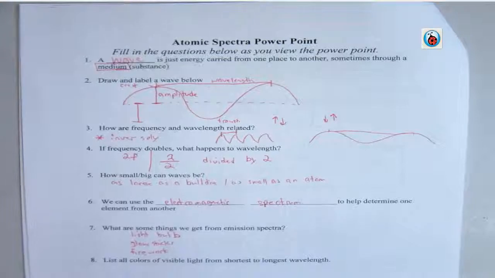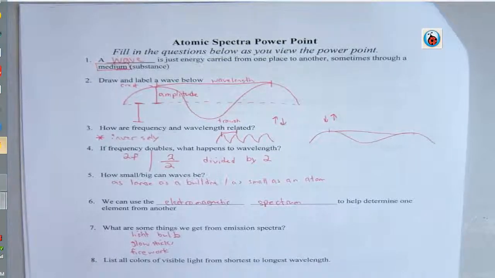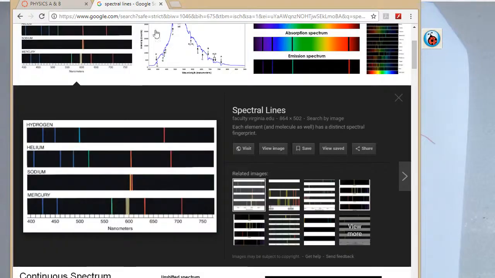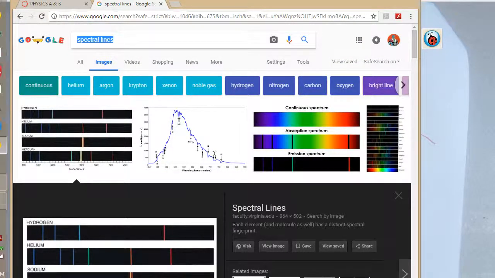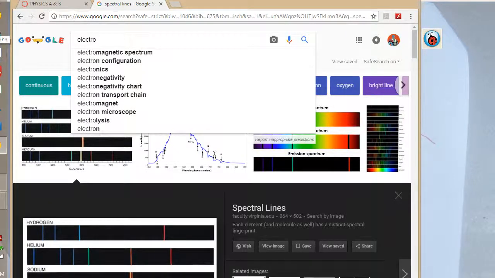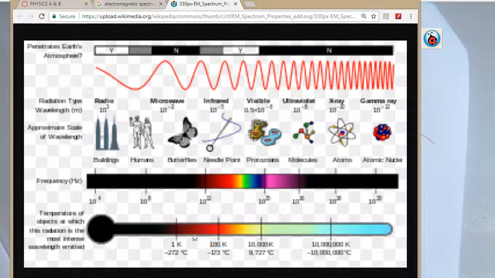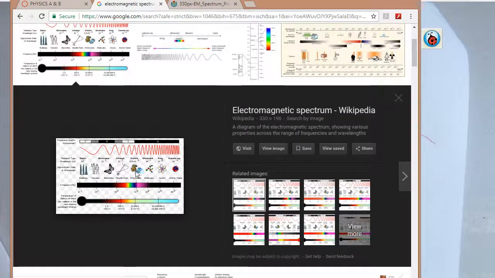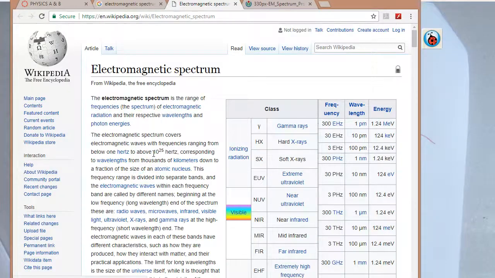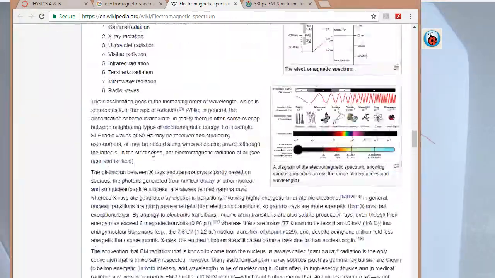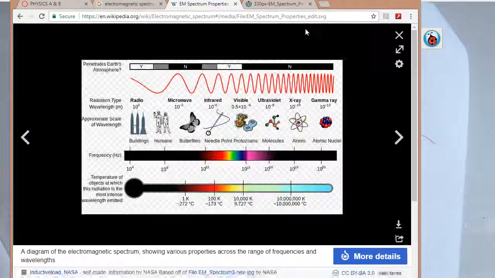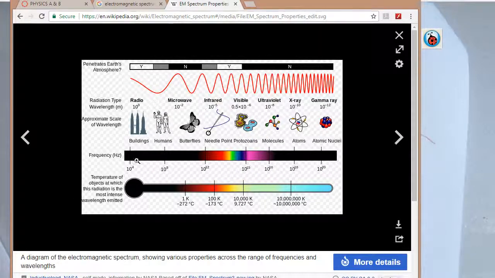All right, list all the colors of visible light from shortest to longest wavelength. Okay, let's go back to search. Let's search this up so we can see it. There we go. Awesome. This is the picture that I wanted. So here we go. Visible light. Dang, we're not loading. That ain't no good. Gotta load, my friend. Let's just click it straight up. Okay, Wikipedia. I'll take it. You could have done that first. That was a waste of my time, but that's okay.